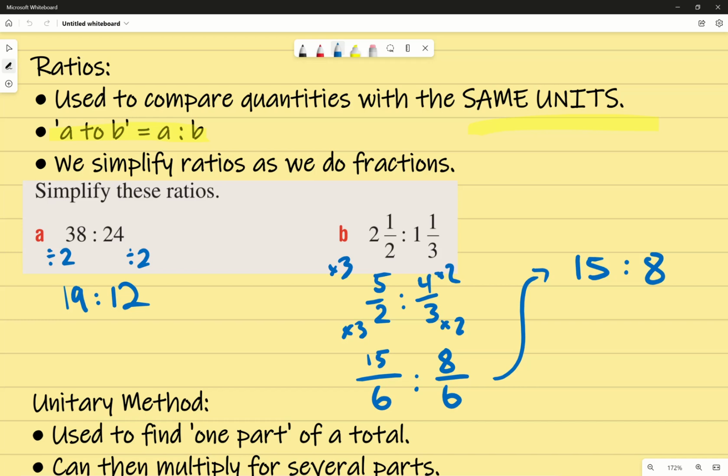If you were a massive math student and you wanted to make 15 over 6 cups of flour and mix that with 8 over 6 cups of water, it's the same as if you were to do 15 cups of flour, 8 cups of water. The ratio is inherently the same. Can we simplify that any further? No, I'm happy and we're done.